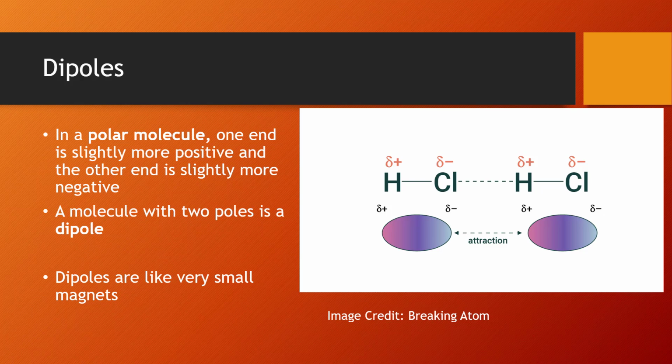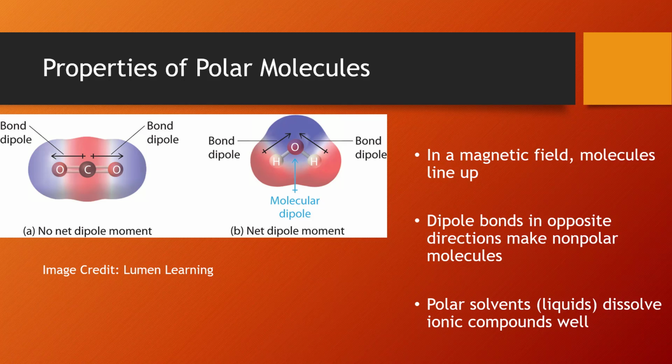Let's focus on this guy right here. Hydrogen chloride has a slightly positive side and a slightly negative side because chlorine is more electronegative than hydrogen, so it takes the electrons more often, causing a negative charge on the chloride side and a positive charge on the hydrogen side. Now, what do these do? What happens when you have polar molecules? Well, in a magnetic field, they'll actually all line up, so they're pointing the same way. If you have a negative charge and a positive charge, then you're going to actually attract; the negative charge will attract the positive sides of the molecules.